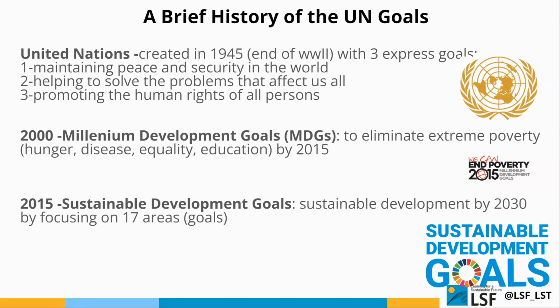Very ambitious. In the year 2000, the United Nations created Millennium Development Goals, or MDGs. They were designed to help eliminate extreme poverty by 2015. It was understood that eliminating poverty can also help alleviate hunger, lessen disease, and give opportunity for education, and therefore equality for all. By 2015, much work had been done, but it was clear there was much more to do.